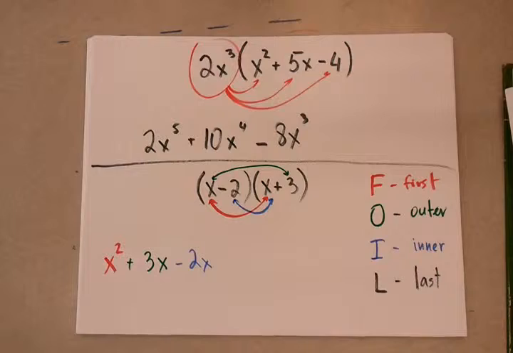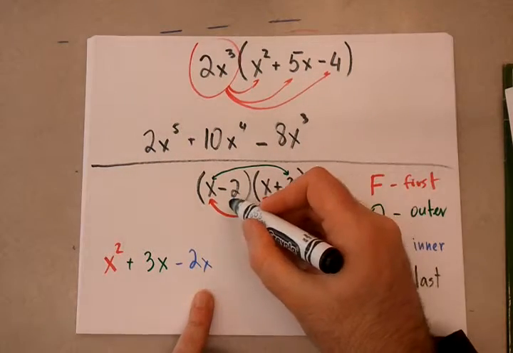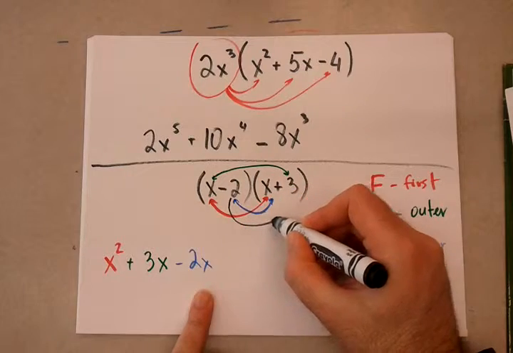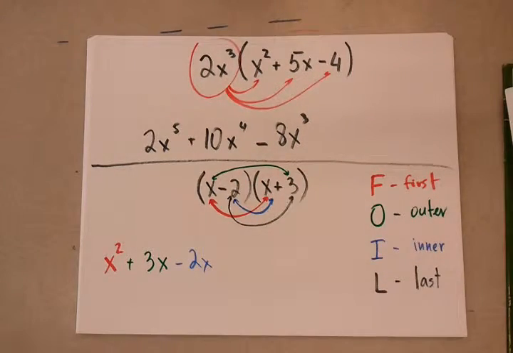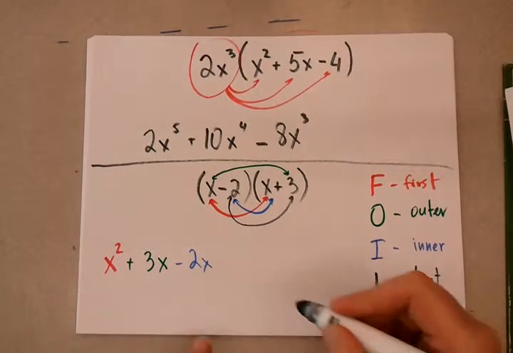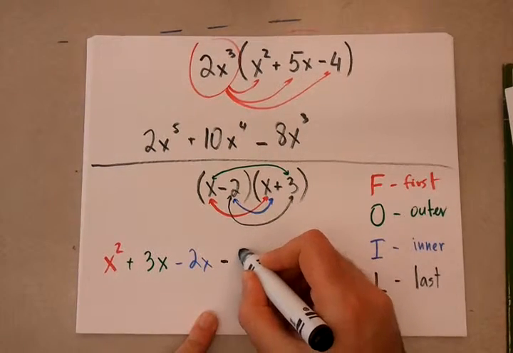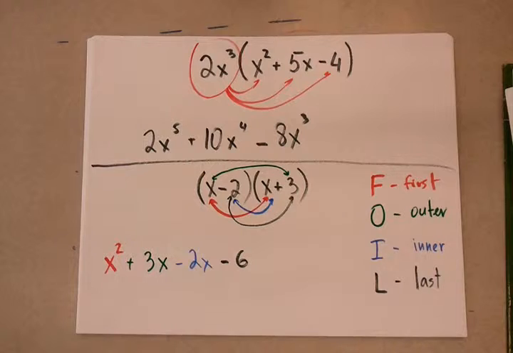That's the negative 2 times the positive 3, which gives us the negative 6. And we're almost finished here. Now this is almost an answer, except your answer has to be fully simplified.